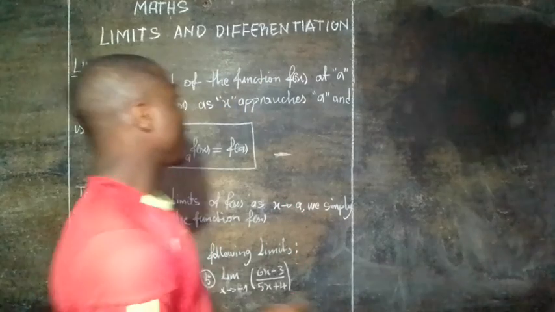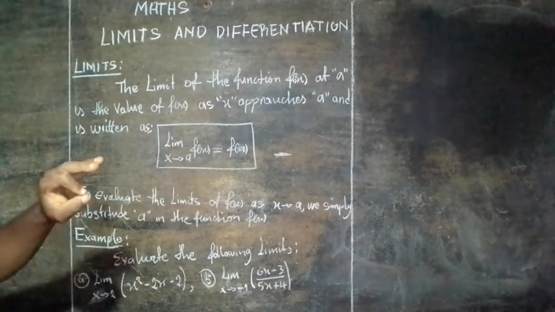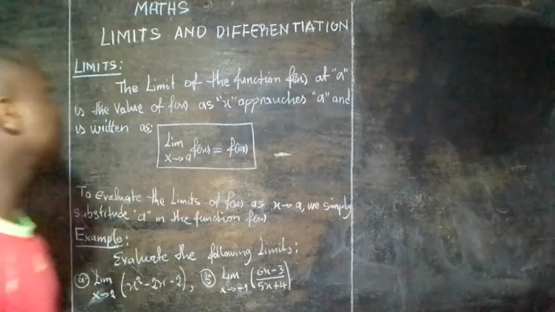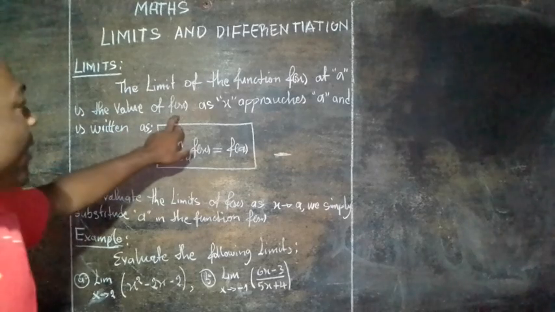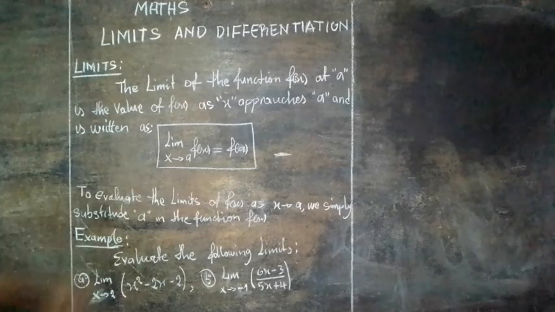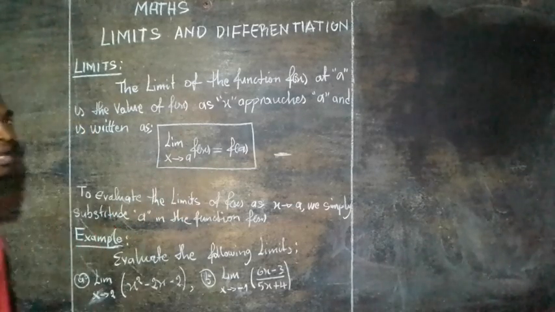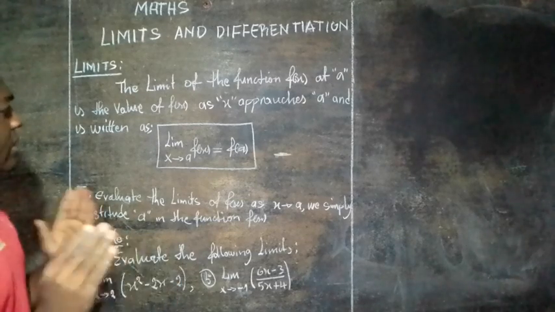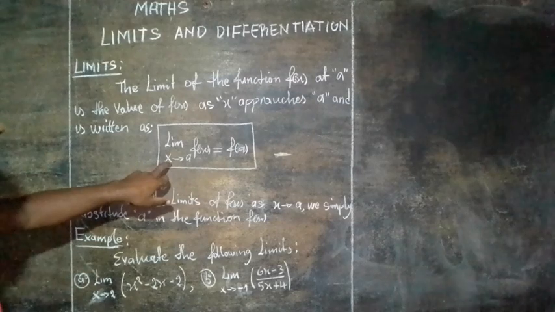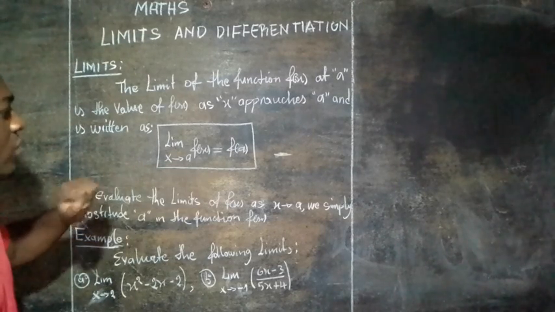So guys, if you watch on the board what we have written, I define the limit of a function like this: the limit of the function f of x at a is the value of f of x as x approaches a, and is written as the limit as x tends to a of f of x, which is equal to f of a. I don't know whether you understand something here. This is simply telling us that wherever in the function f of x we have x, we shall be substituting the x with a. I will explain better when we get to examples.